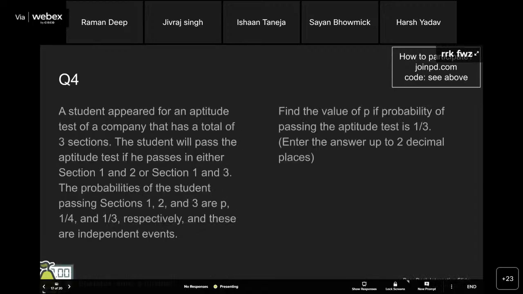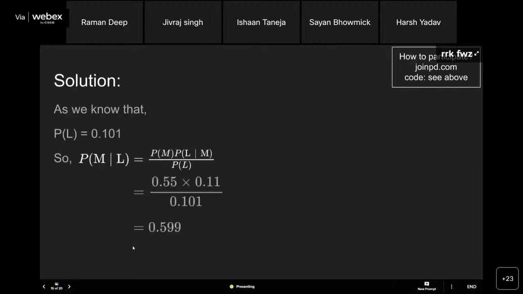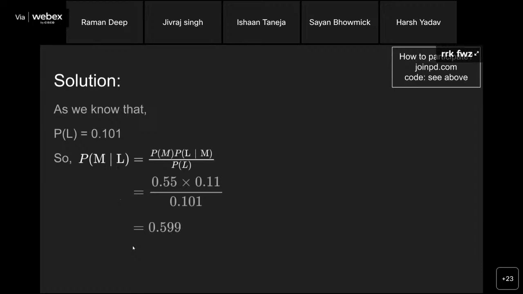Sir, how do we know whether Bayes theorem applies or simple M intersection L is used? At the end of both of these, you are using only conditional probability, right? The name is given based on which events you are finding. So it's okay as long as you stick with one formula and compute the probabilities. It's completely fine.